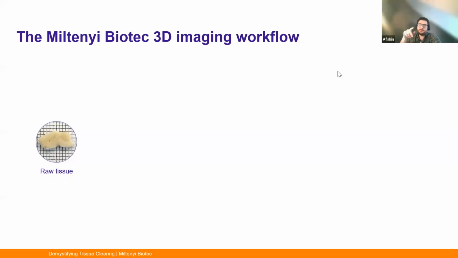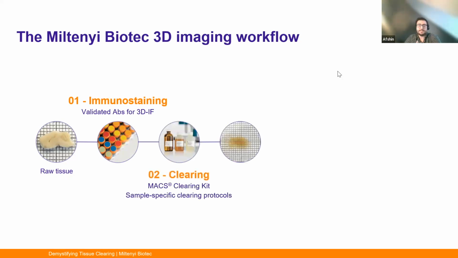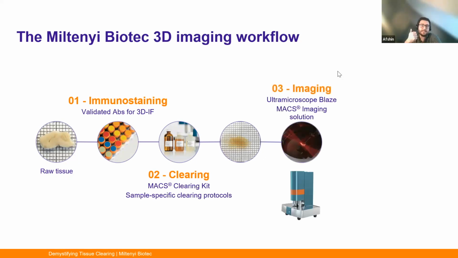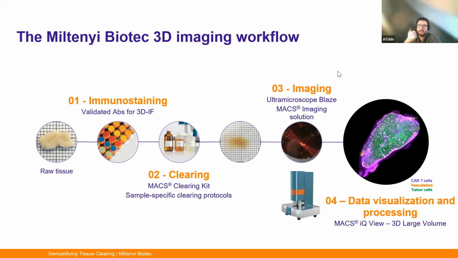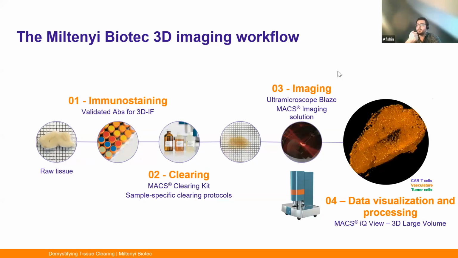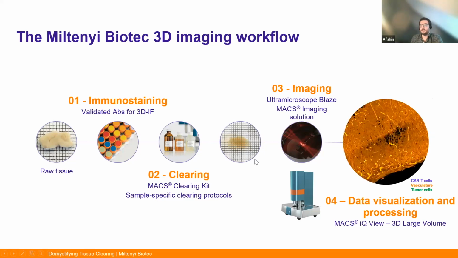Each 3D sample preparation workflow has 4 steps. The first step is immunolabeling, for example, using the antibodies. Secondly, we have clearing because the tissues are opaque. We need to clear them so that the light can pass through. Thirdly is the imaging using the light sheet microscope, for example. And at the end, we have the data visualization and processing. I will talk about the first two steps, and then Luigi will cover the last two.